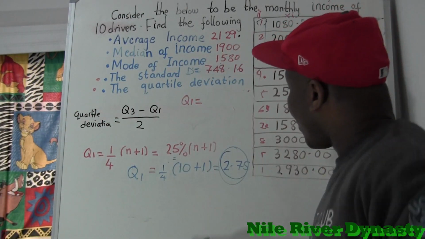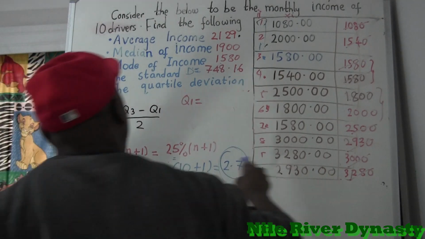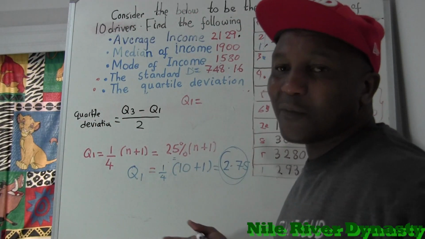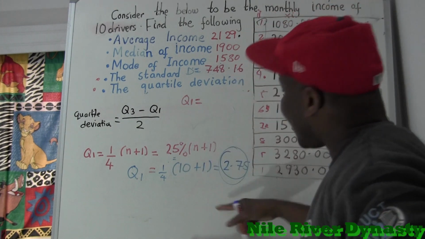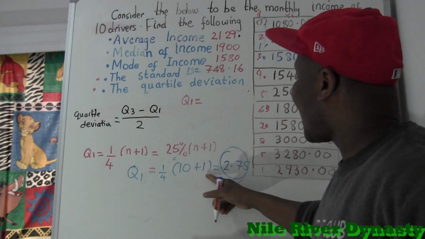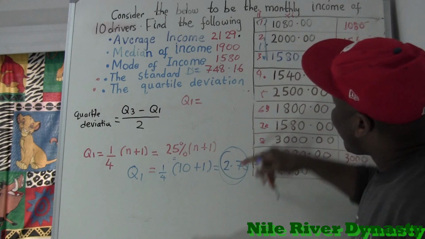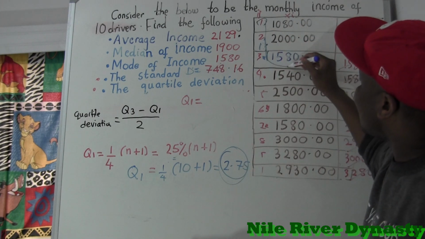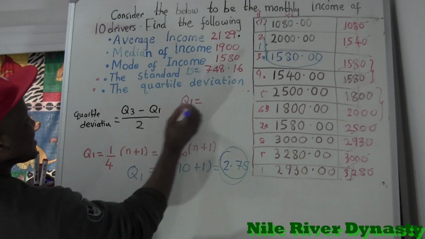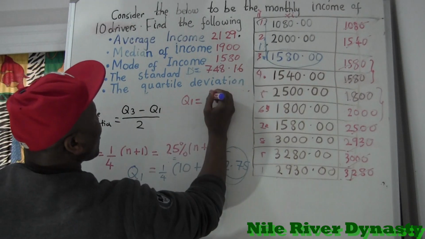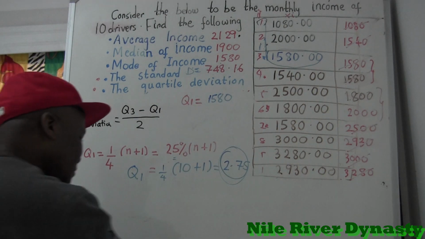I'll say it again. So 25 percentile, or sometimes they call it quartile 1, Q1. How do you get it? You say 1 over 4, or 25 percentile, times n plus 1. What is the n? In this case n equals 10, plus 1 is 11, and then put it in the calculator: 2.75. Where does it lie? It lies between here, but it's closer to 3. So I'm going to take this as my quartile 1. So my quartile 1 equals this number, 1580. Now let's get quartile 2 and 3.